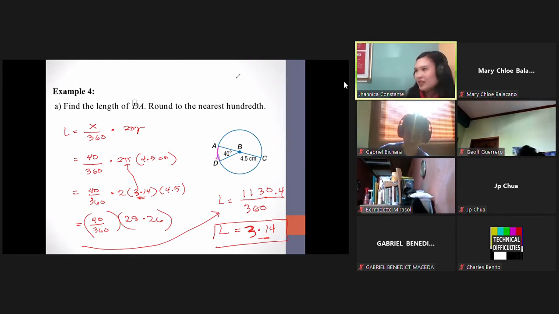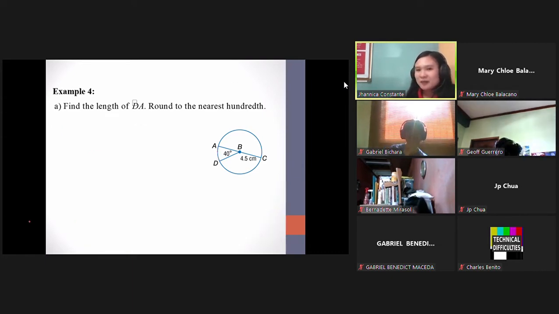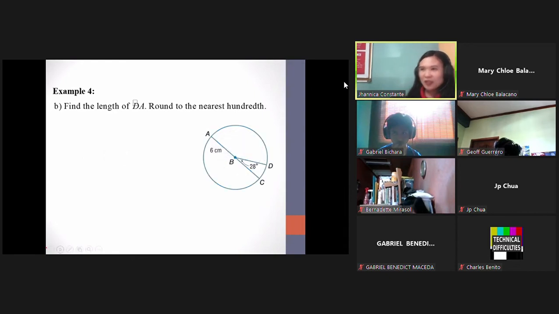So, let's have another example in finding the length. For example, we have circle B that has a central angle which is equal to 28 degrees and a radius of 6 centimeter. So we're going to find the length of the arc DA. This arc.